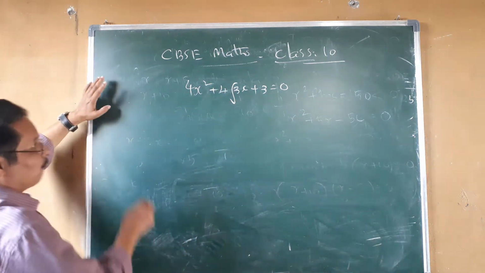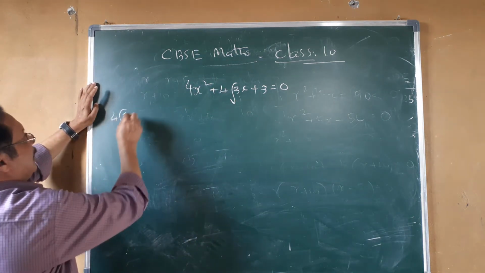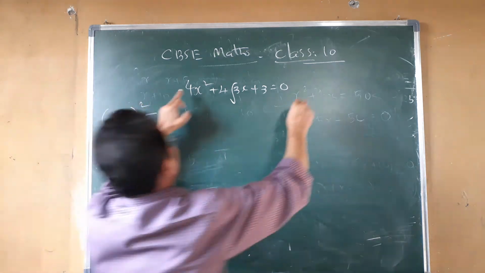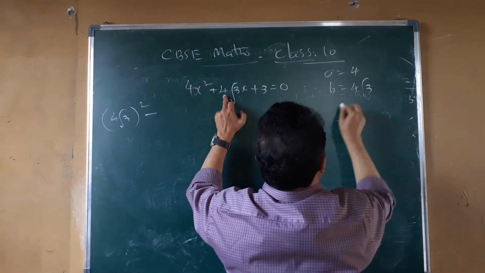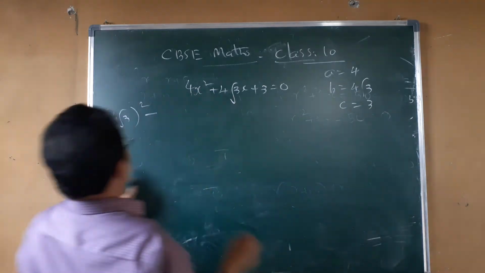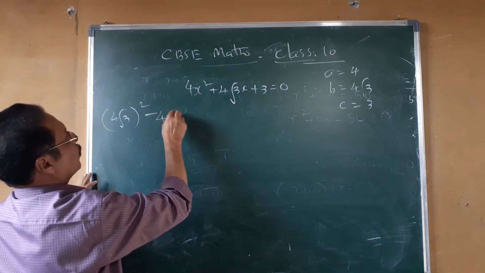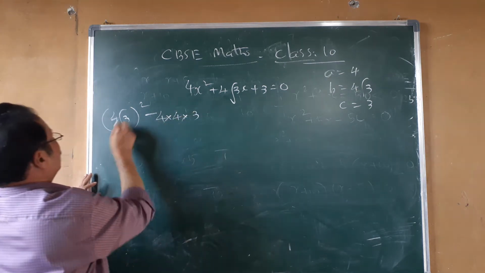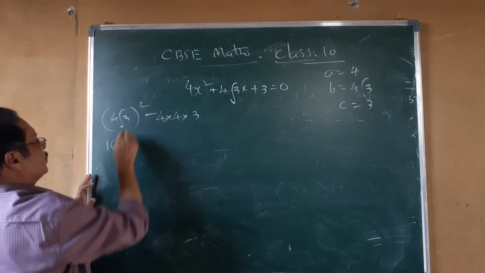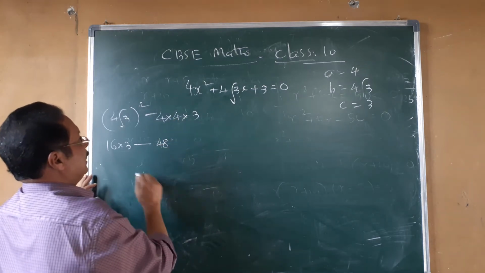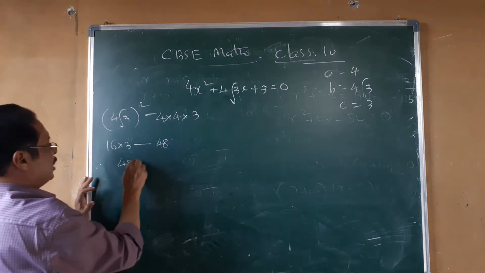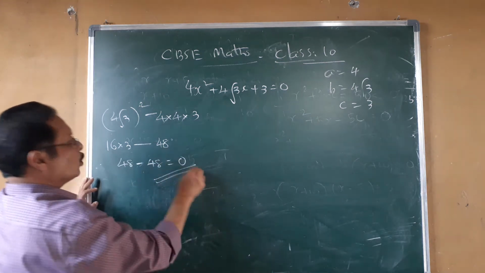Now, by the quadratic formula, look here. A is equal to 4, b is equal to 4 root 3, and c is equal to 3. b square minus 4ac: 4 root 3 square is 16 into 3, that is 48, minus 4 into 4 into 3, that is 48. So 48 minus 48 equal to 0.